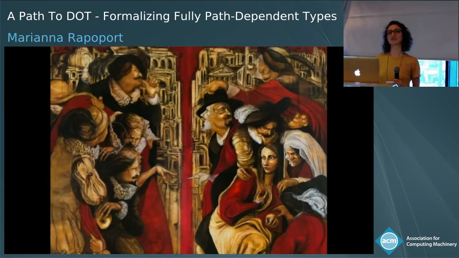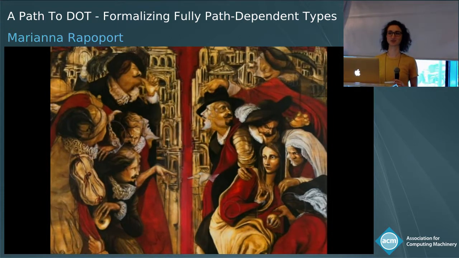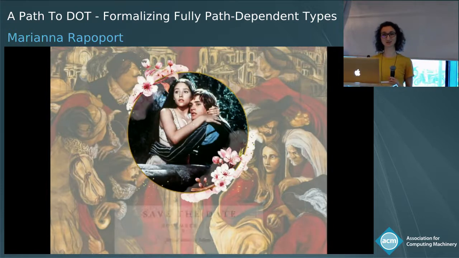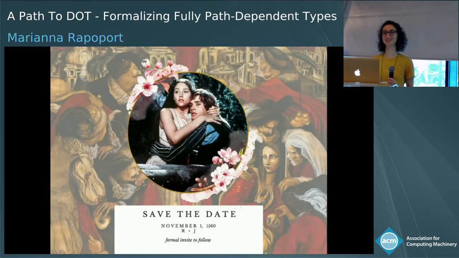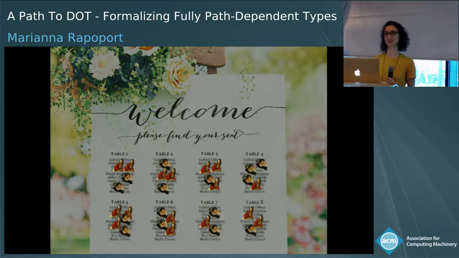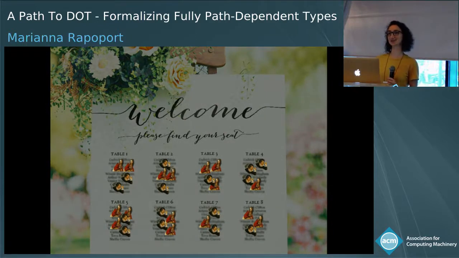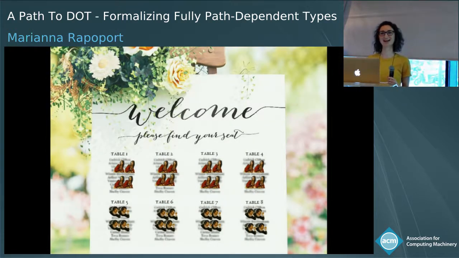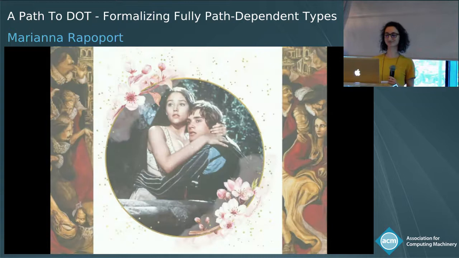We're all familiar with the tragedy of Romeo and Juliet and the hatred between their families. But the real tragedy would have been if Romeo and Juliet actually got to get married, because then we would have to organize their wedding and come up with seating arrangements for the guests while ensuring that no Capulet sits next to a Montague. And of course, if they had Scala and path-dependent types, this would have been easy.